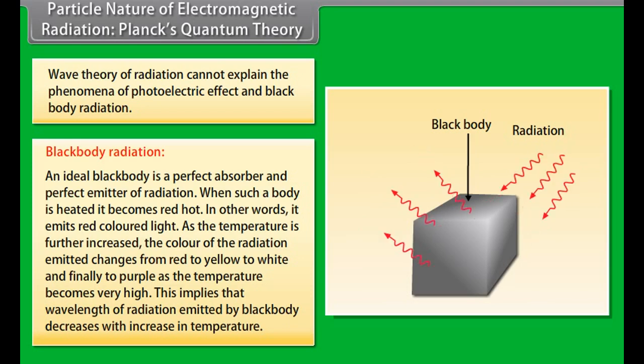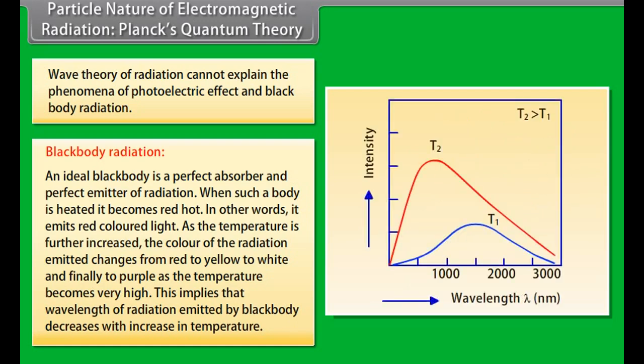As the temperature is further increased, the color of the radiation emitted changes from red to yellow, to white and finally to purple as the temperature becomes very high. This implies that wavelength of radiation emitted by a black body decreases with increase in temperature. Consider the graph from right to left. At a given temperature, intensity of radiation emitted increases with decrease of wavelength, reaches a maximum value at a given wavelength, and then starts decreasing with further decrease of wavelength.